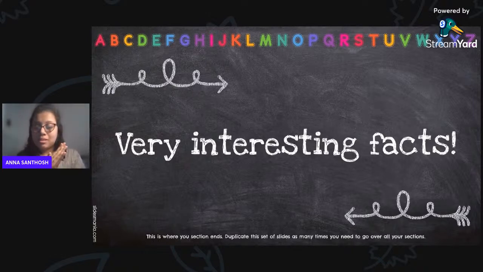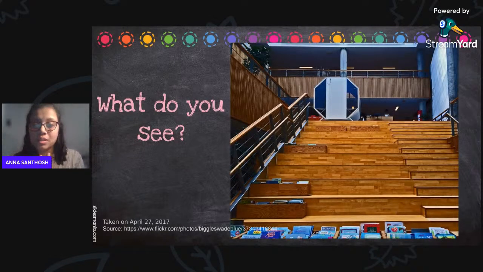All right. Now let's look into some interesting facts. I just want you to observe this picture. I hope you can see the picture and think about what you can see in it. If you ask me, I would say I can see stairs, some shelves and some books, and a staircase. So many staircases, and it looks like a corridor of a school or institution, whatever it is. You might also think the same.